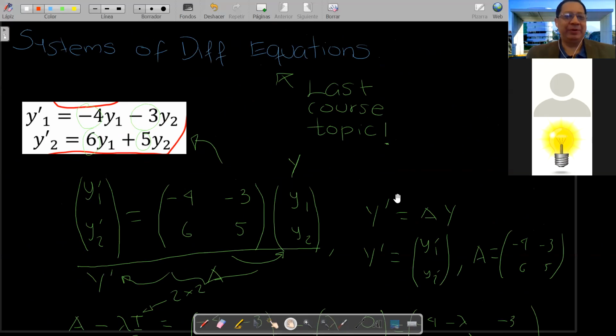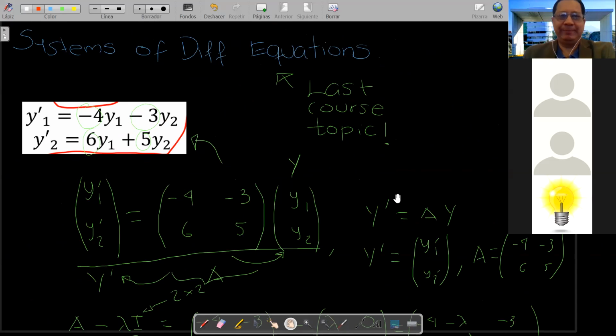So last time we were working with how to solve a specific type of system of differential equations. And that type is called a homogeneous system of differential equations. By homogeneous, we mean that the forcing function involved in the system of equations is a vector of zeros.